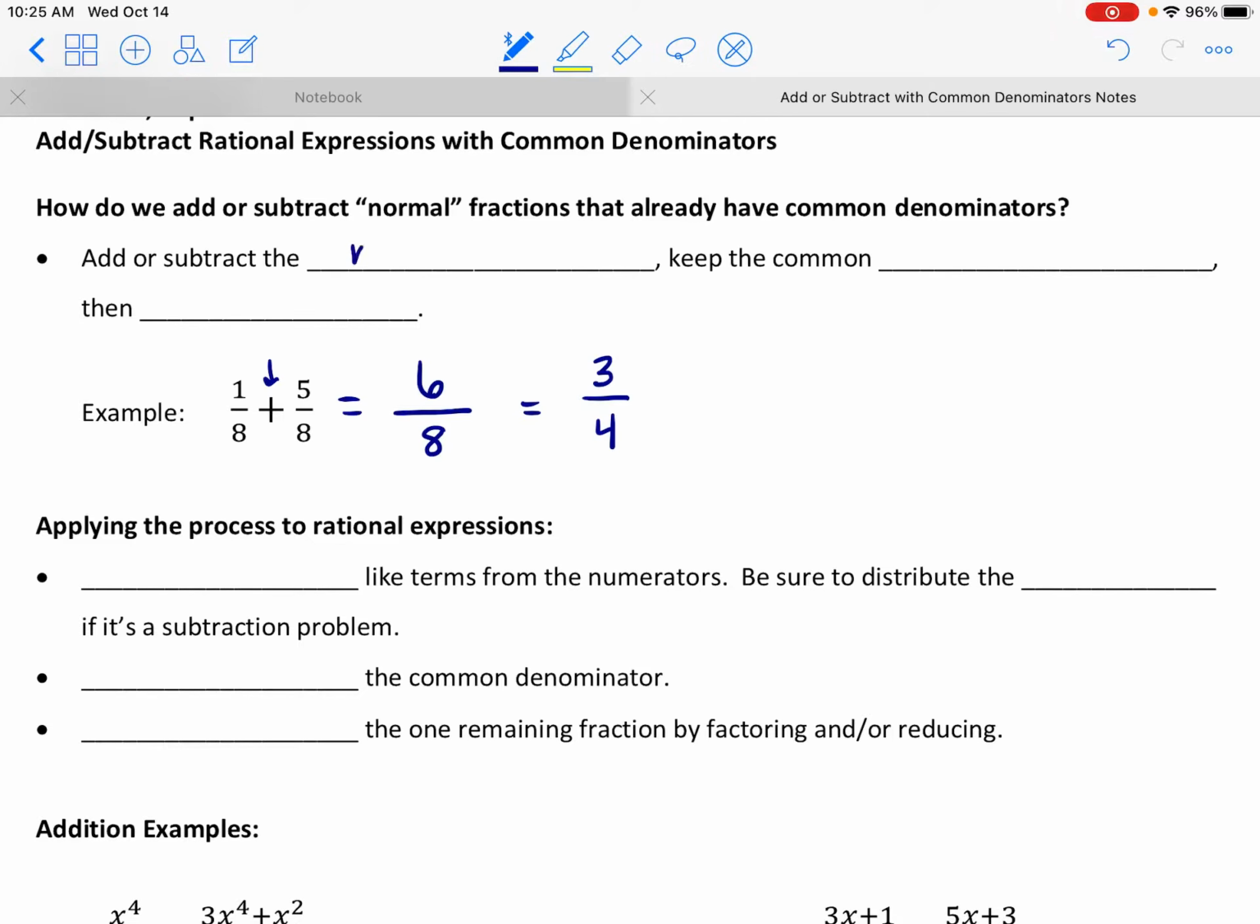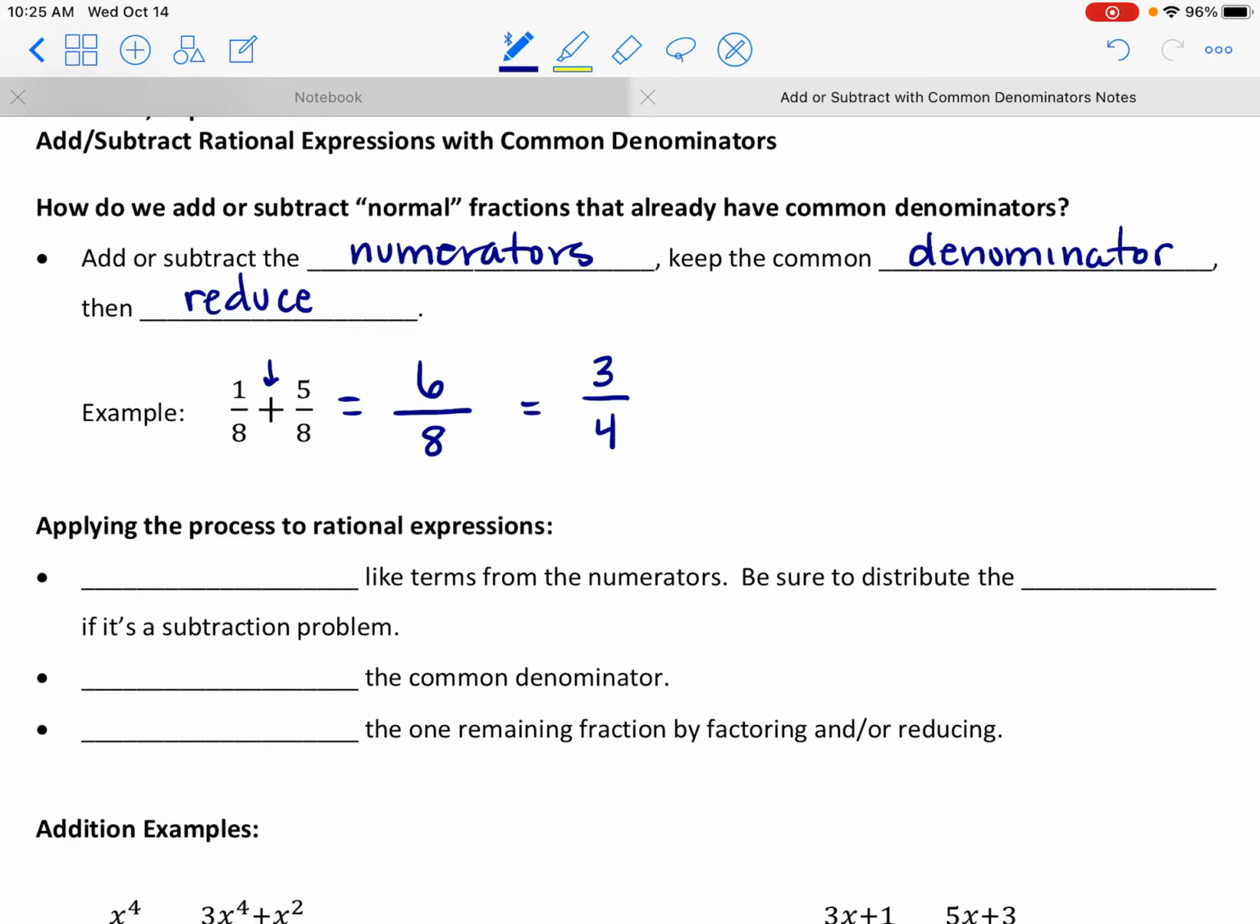So we're going to add or subtract our numerators. We're going to keep that common denominator. And we're going to simplify. In this case, we're reducing the one fraction that's left over.